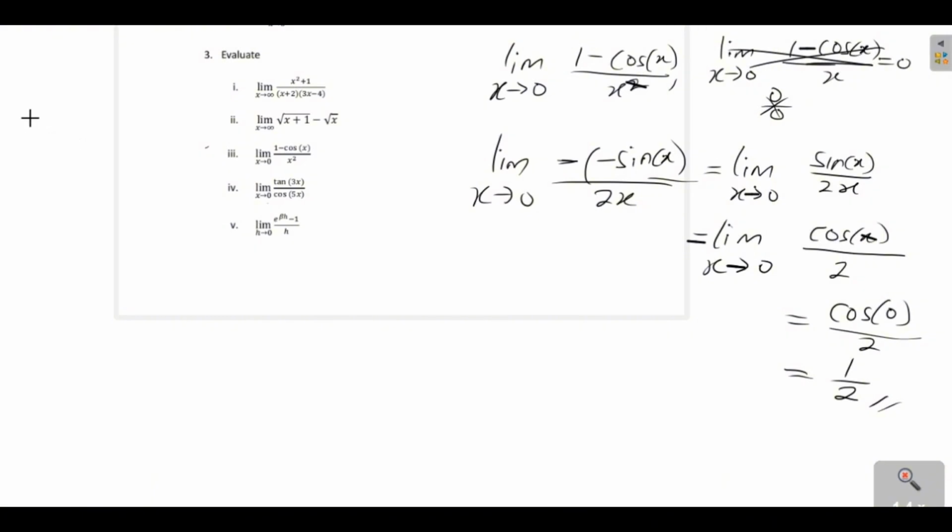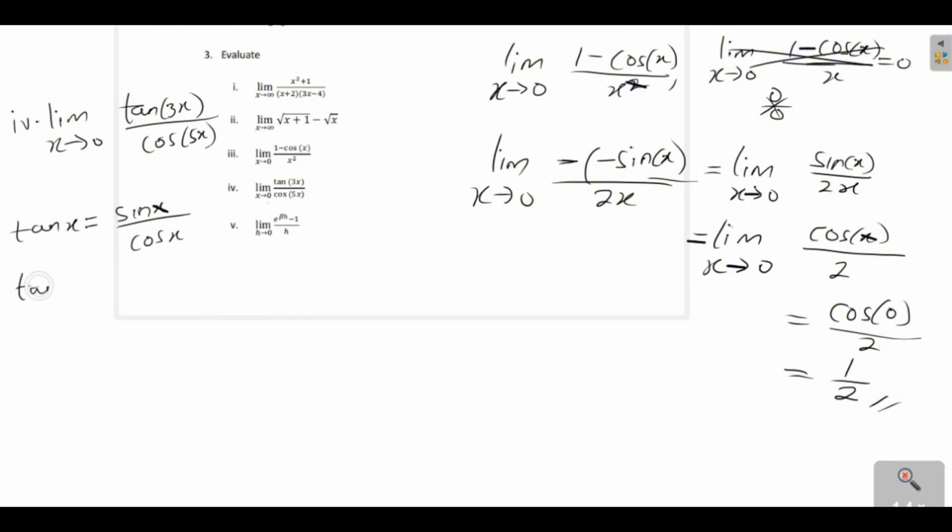Alright, now the next one, in the next question, we have to find the limit as x approaches 0 of tan 3x over cos 5x. Now from trigonometry, you know that tan x is equal to sine x on cos x. So that implies that tan 3x is equal to sine 3x over cos 3x, sorry. So I'm going to substitute this expression in place of tan.